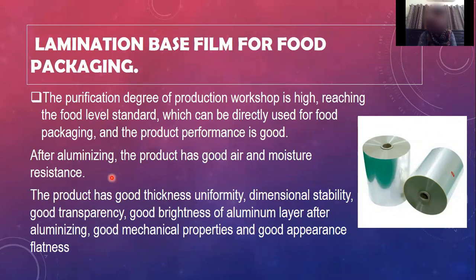After lamination, the product has good air and moisture resistance. Then we have some chemical and physical properties of the lamination base. The product has good thickness, uniform resistance, dimensional stability, good transparency, good brightness of the lamination layer after laminating, good chemical properties, and good appearance and flatness. These are the properties which the lamination base gives to food packaging.